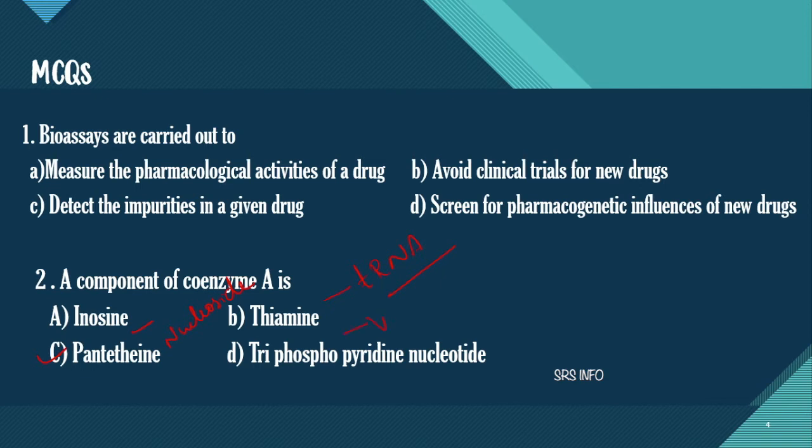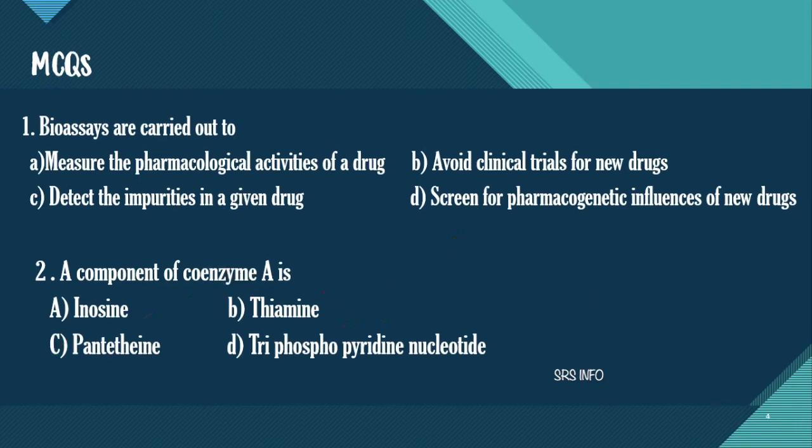Thiamine is vitamin B1. This is a water-soluble vitamin, and it is important for the breakdown of carbohydrates from food. And what is triphosphopyridine nucleotide? This is coenzyme 2. And pantothenate is a component of coenzyme A.